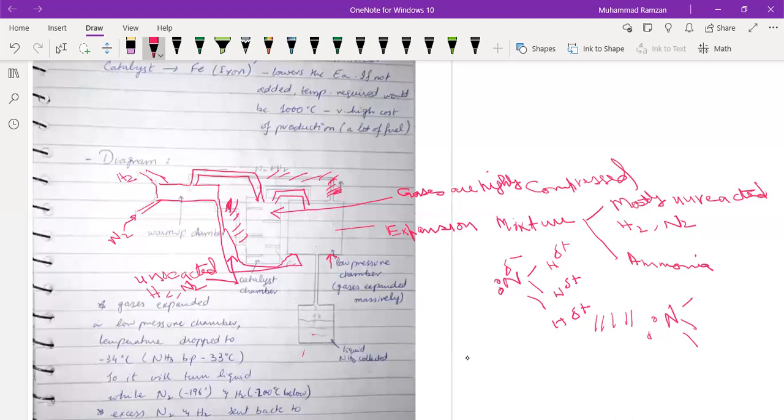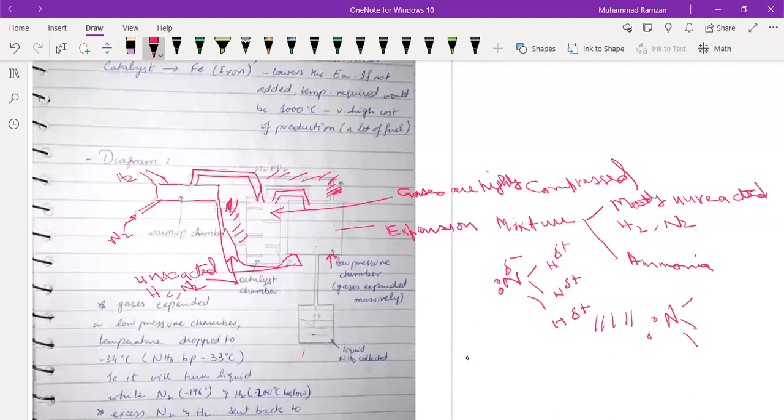It means ammonia changes to liquid, and you can separate it from the rest of the gases. If you were unable to change ammonia into liquid, you would be unable to separate NH3 because they are all gases.